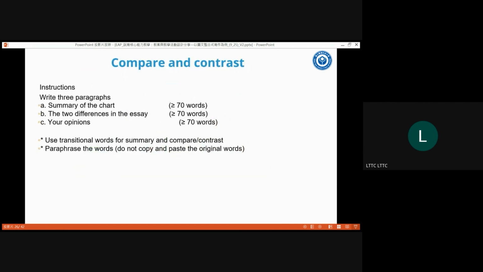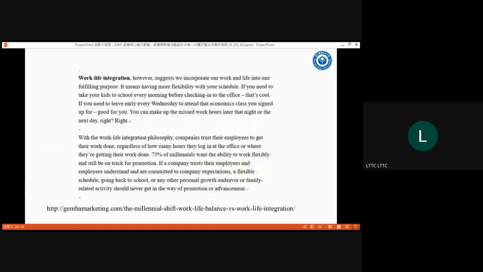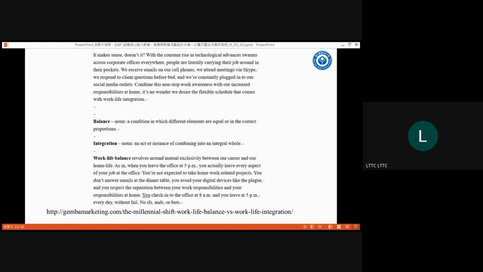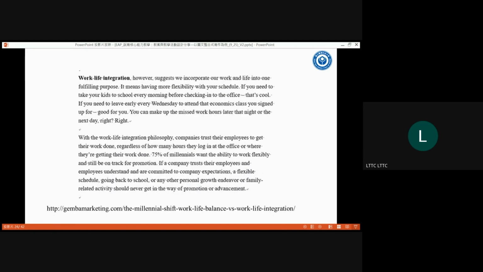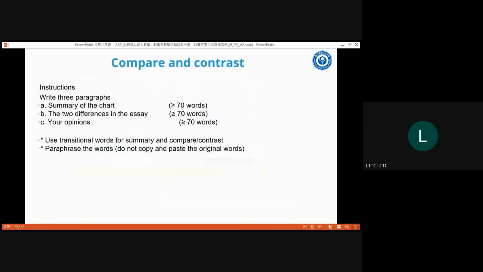And also they have to write the 2 differences in the essay. So they have to go back and read the essay again. And that's the work-life balance. What does work-life balance mean? And what does work-life integration mean? So they have to carefully read the 2 paragraphs and then write the differences in the essay. And the last one will be their opinions. Also, I will tell them to use transitional words for the summary and then the compare and contrast.